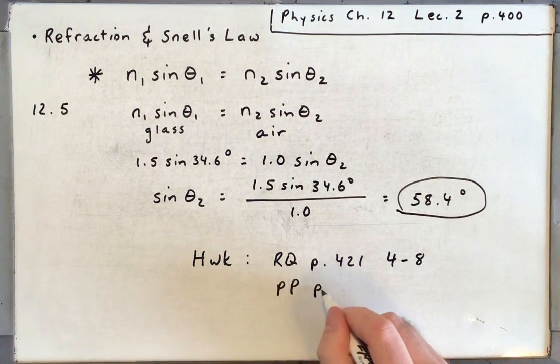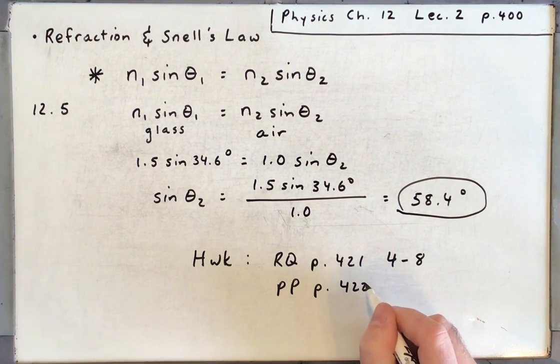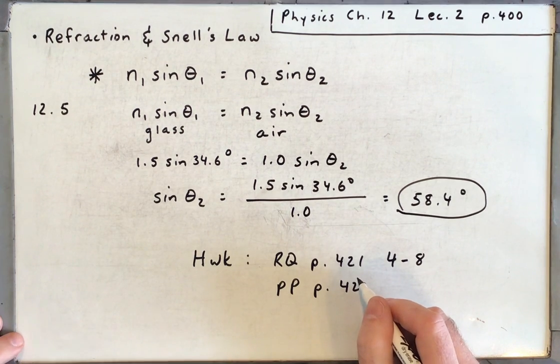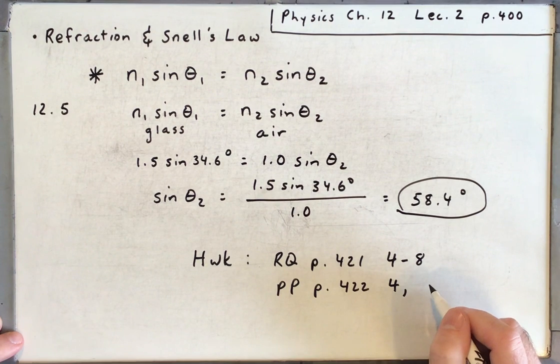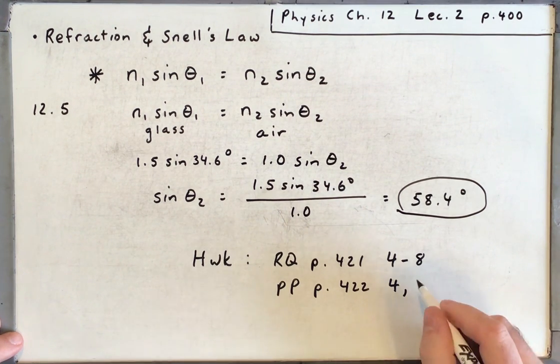Practice problems, page 422. All right, go ahead and do 4. You can skip number 5, a rare skip for me. 4, 6, and 7.